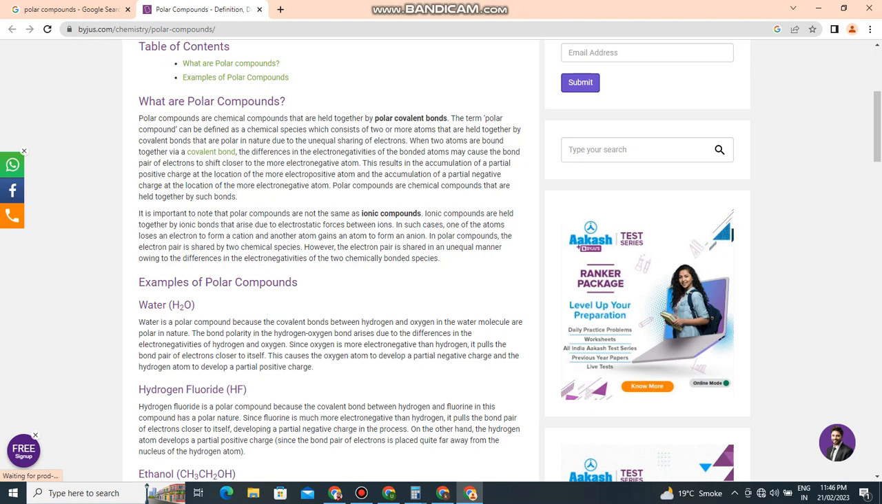When two atoms are bound together via a covalent bond, the difference in the electronegativities of the bonded atoms may cause the bond pair of electrons to shift closer to the more electronegative atom. This results in the accumulation of a partial positive charge at the location of the more electropositive atom and the accumulation of a partial negative charge at the location of the more electronegative atom. Polar compounds are chemical compounds that are held together by such bonds.